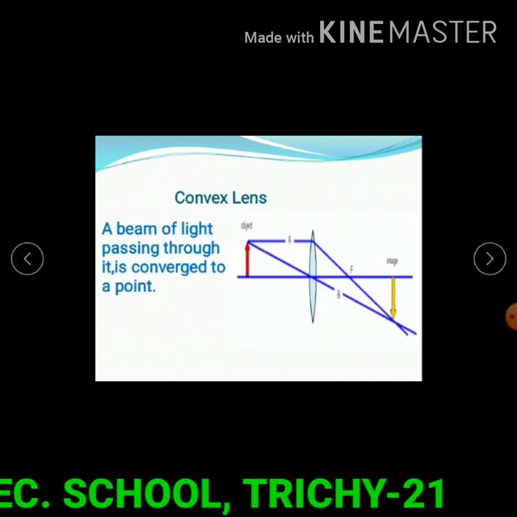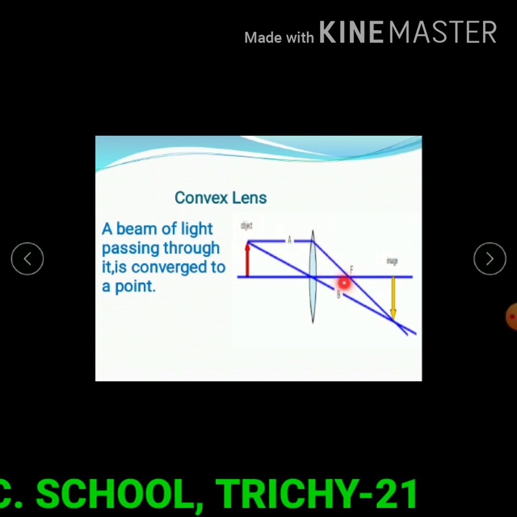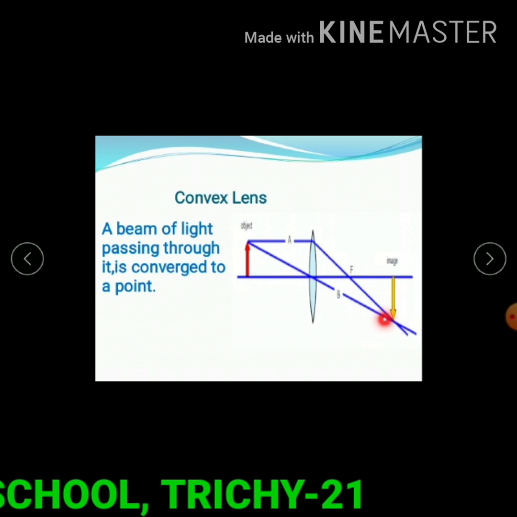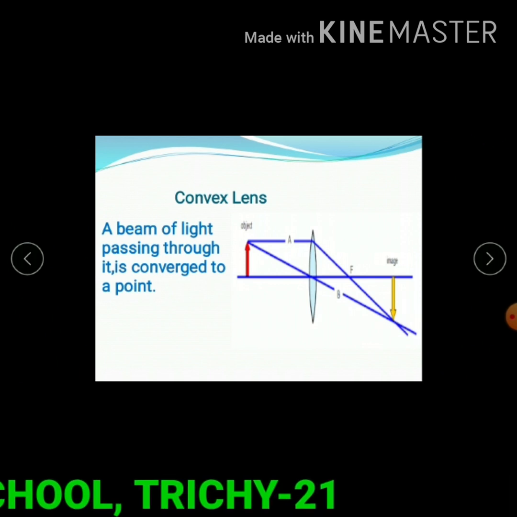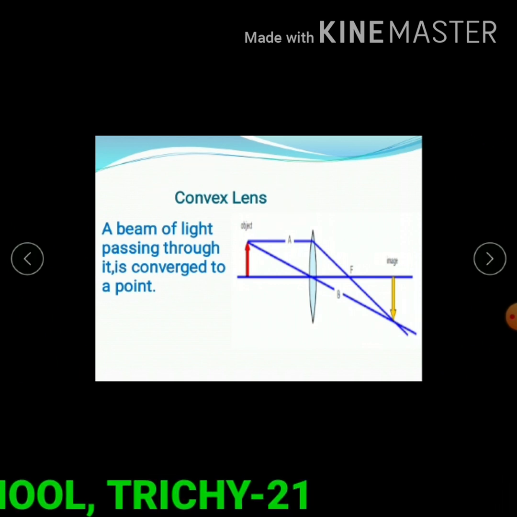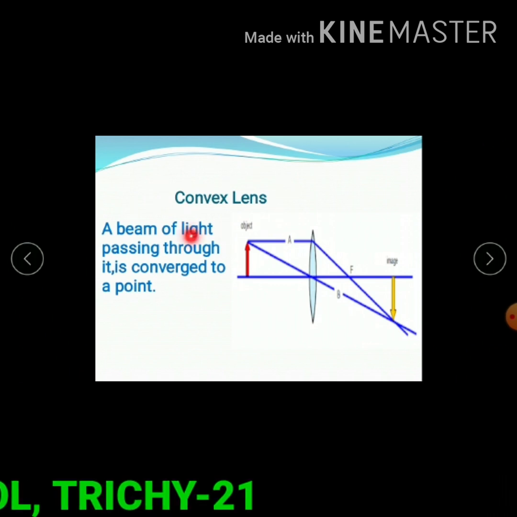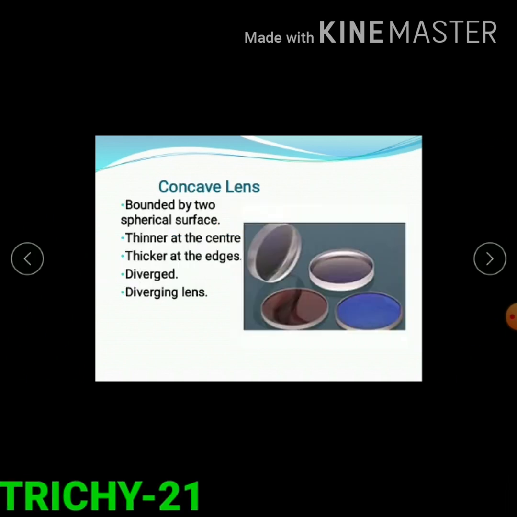So it is called a converging lens. When a beam of light passes through it, the light rays are converged to a particular point. So this convex lens is also called a converging lens. Then what is the other name of convex lens? It is also known as biconvex lens because it is bounded by two spherical surfaces. Next, what is a concave lens?